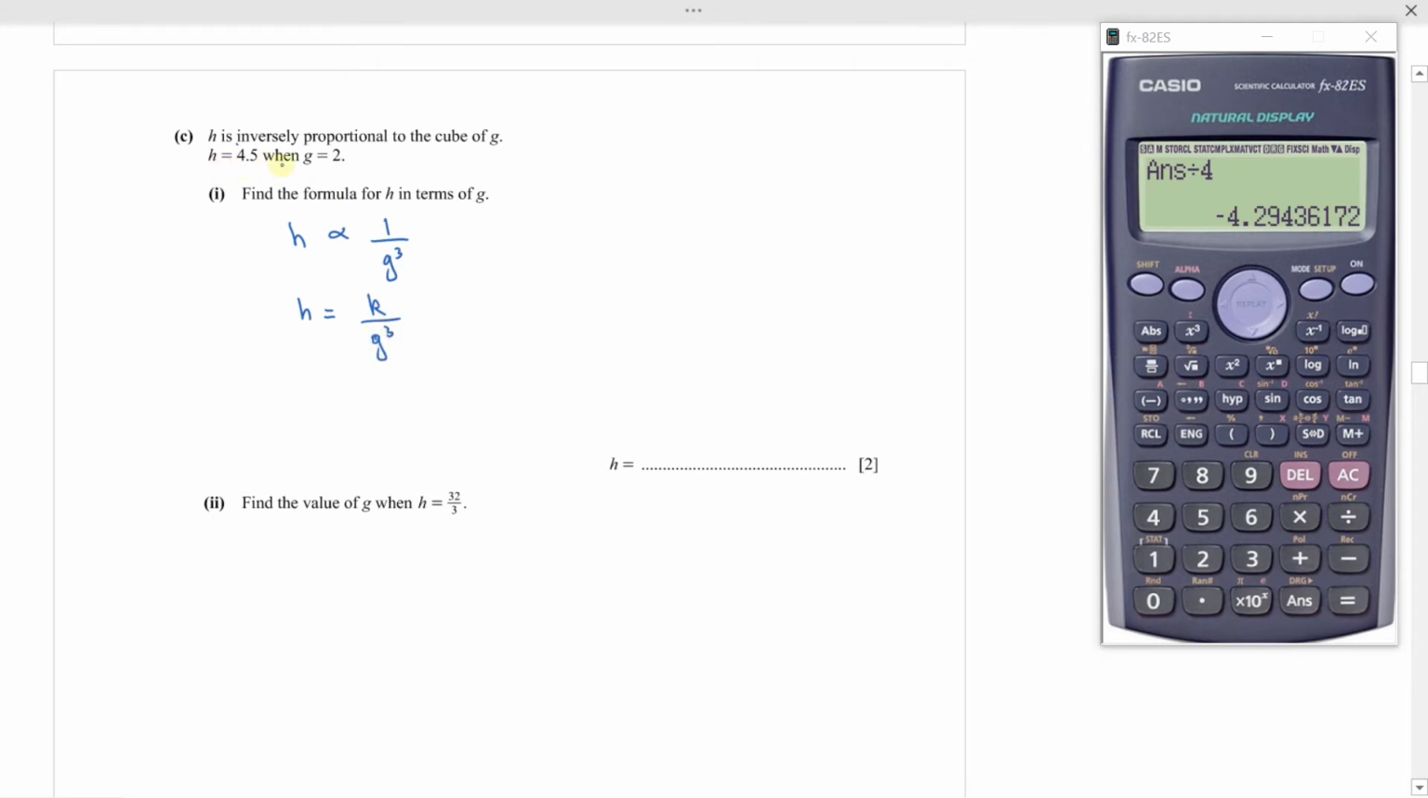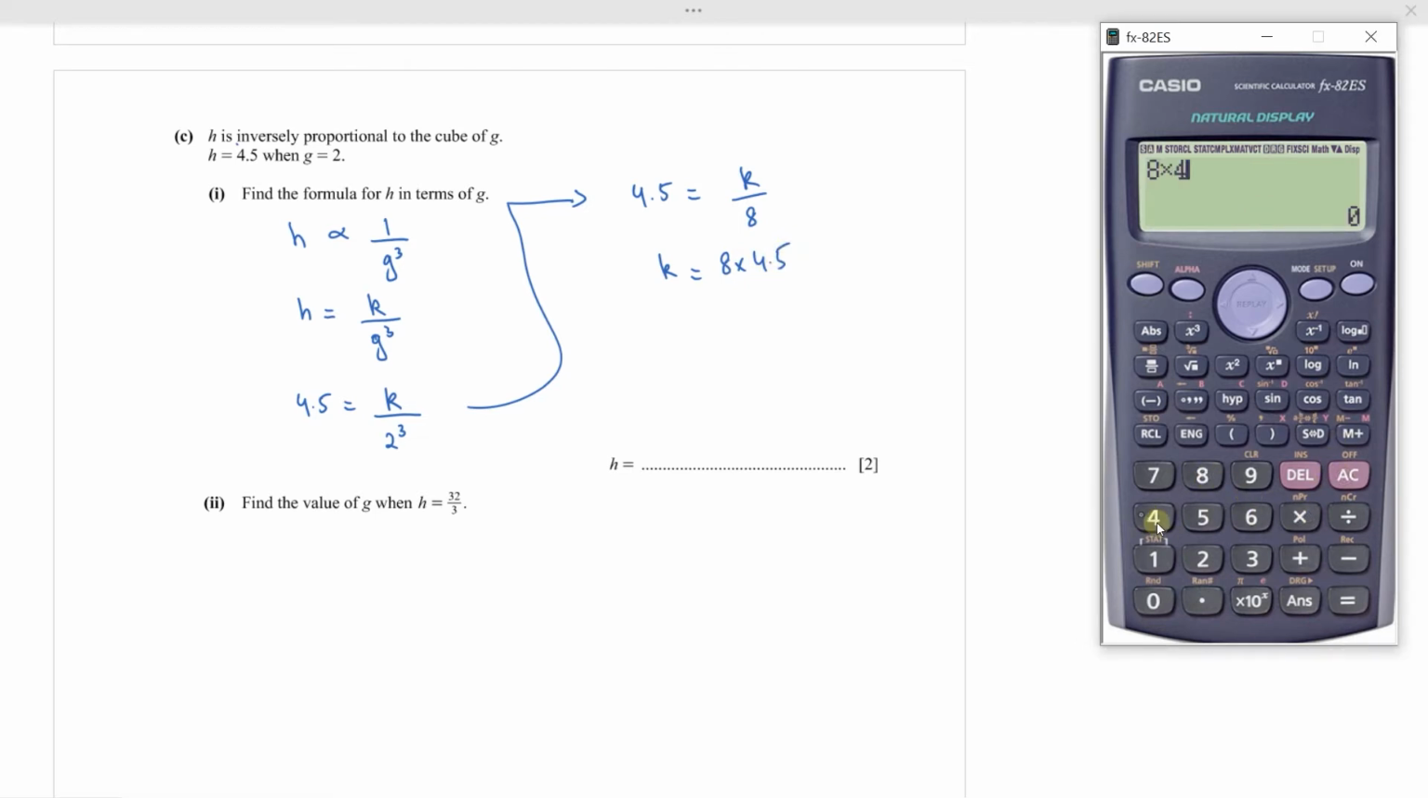Now you're given h is 4.5 when g is 2. So we have to find the formula, so I have to find the value of k here. So h is 4.5, k over g cube. So that will be 2 cube. 2 cube is 8. So let's continue here. 4.5 equals k divided by 8. So k will be 8 multiplied by 4.5. So 8 multiplied by 4.5 is 36. So your formula for h in terms of g will be h equals 36 over g cube.